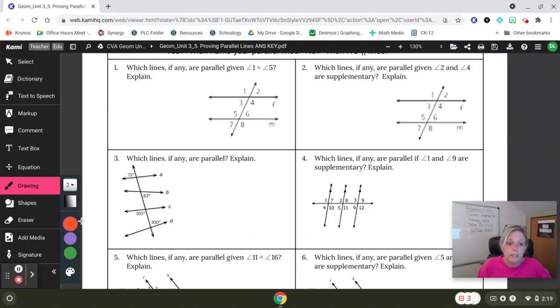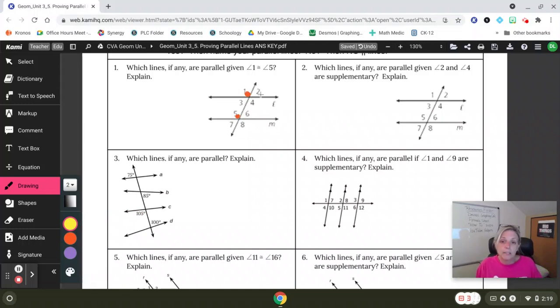For number 1, they're asking us which lines, if any, are parallel if we're given angle 1 is congruent to angle 5. So I'm going to mark, let's see, I have angle 1 and I have angle 5. And you can put arcs on it, you can color them, you can use the highlighting tool just so that you can see where those angles are. Next, we have to find our transversal. Okay, and so let's see, I'm going to use yellow. My 2 angles are here.